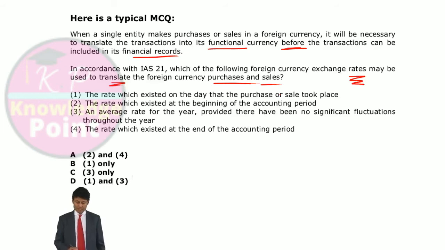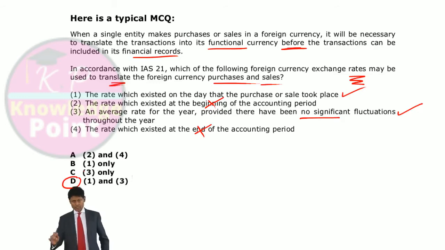That looks pretty good, doesn't it? The rate which existed at the beginning, don't like that. The rate which existed at the end, don't like that. What's that middle one there? An average rate for the year, provided there have been no significant fluctuations. Absolutely fine. And the answer, of course, is D.